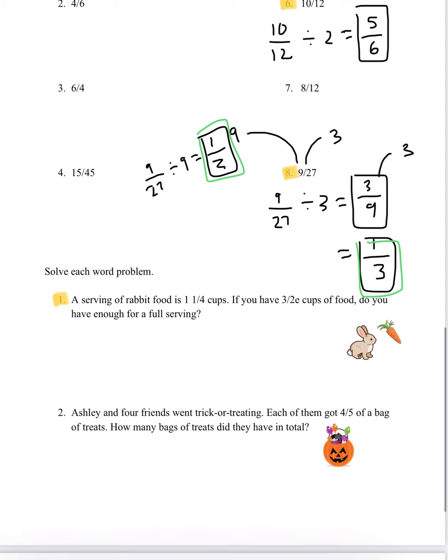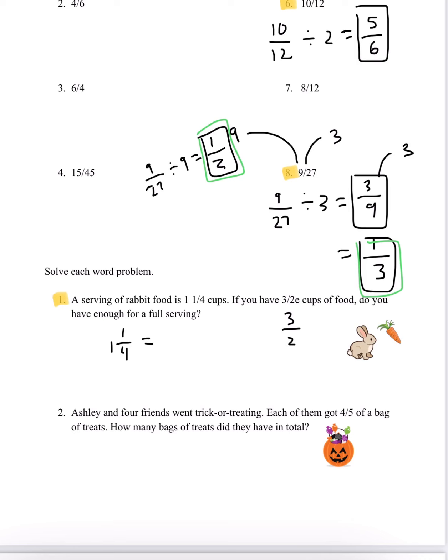Lastly, we had word problems. I'm going to be going over number 1. A serving of rabbit food is 1 over 4 cups. If you have 3 over 2 cups of food, do you have enough for a full serving? So, let's say we have 3 over 2 cups. Here we have 1 over 4. So we need to know if we have enough for a full serving.